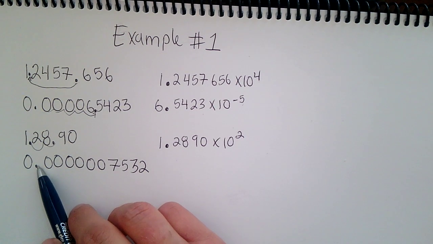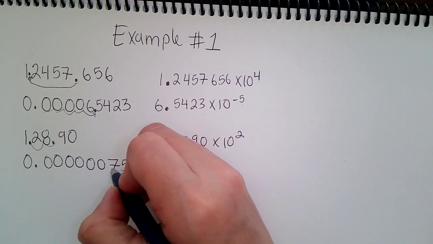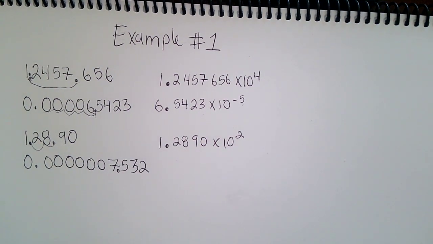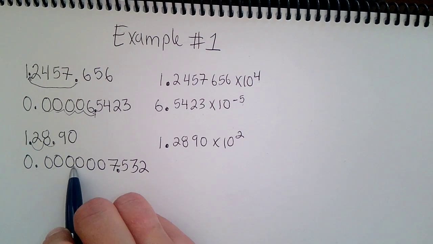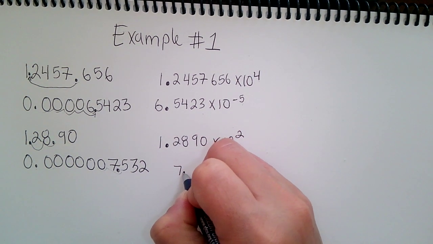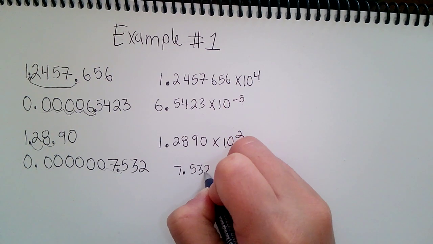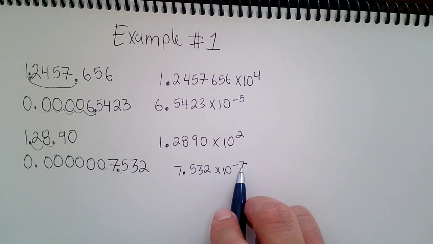All right, so last but not least, where would we put the decimal here? Again, you're looking at your first non-zero number. In this case, it would be 7. So you would put your decimal there, and you have to count how many times it took you to move it there. 1, 2, 3, 4, 5, 6, 7. So it will be 7.532 times 10 to the negative 7. And again, remember, putting the negative is very, very important.